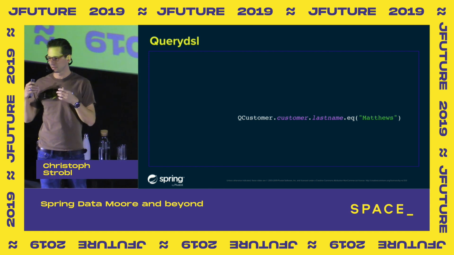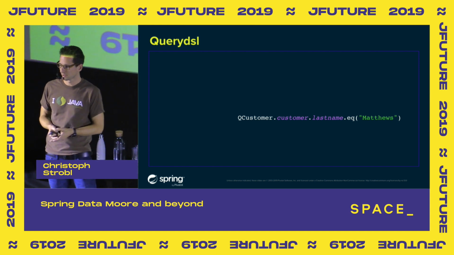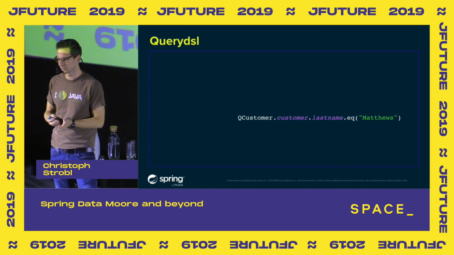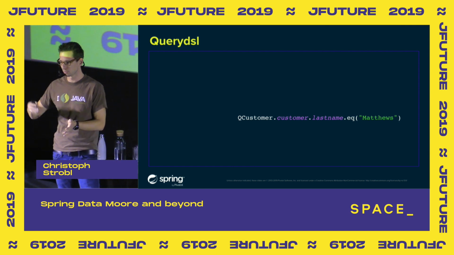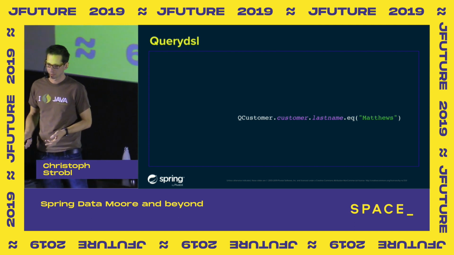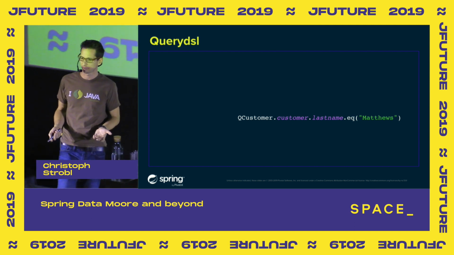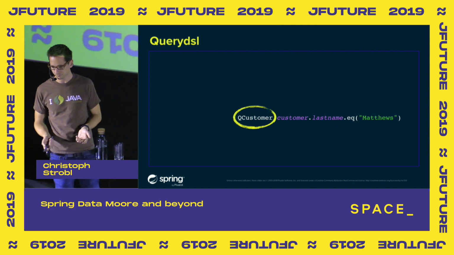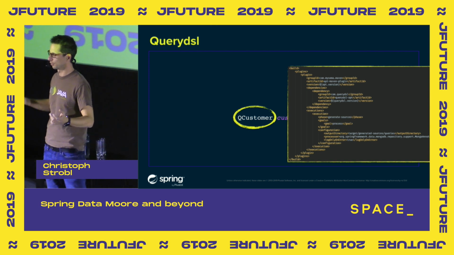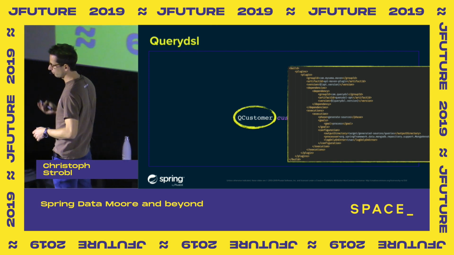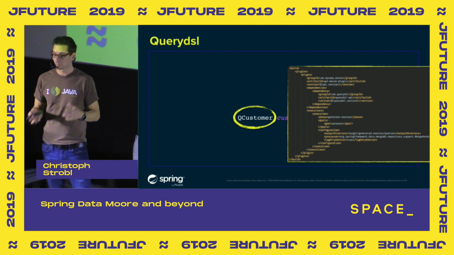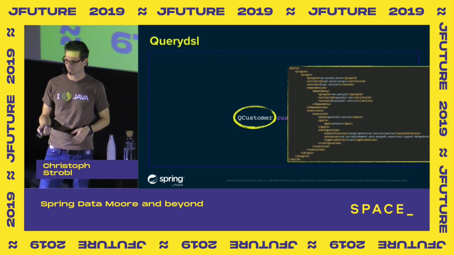So this is basically the query class or Q class for a customer type, and you can then go via the customer last name equals whatever to create a predicate. Now, how do you get such a query class? Normally you do it by using some sort of code generation. In this case, it's a Maven plugin.